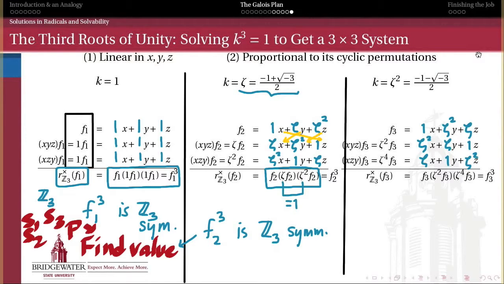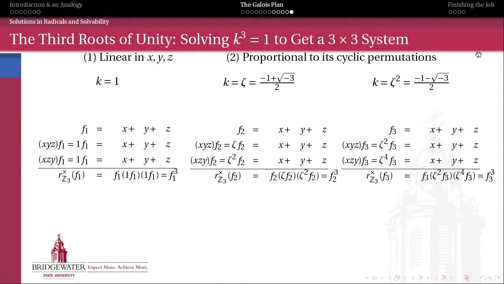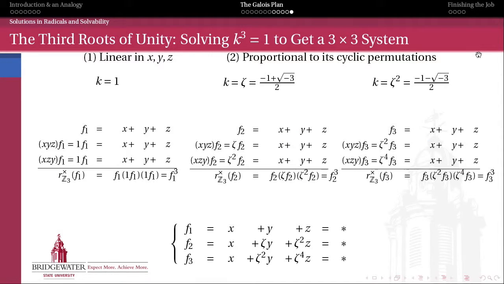And then when I compute the Reynolds average again, I'm going to have all of my constants of proportionality disappearing because I get zeta to the sixth, which is the square of zeta cubed, which is 1. And so f3 to the third power is also z mod 3 symmetric. So I can determine its value and then take the cube root to get the value of f3. And that's our way home here. We're going to have a linear system, and by solving that linear system, we're going to determine x, y, and z. And we will be happy campers.